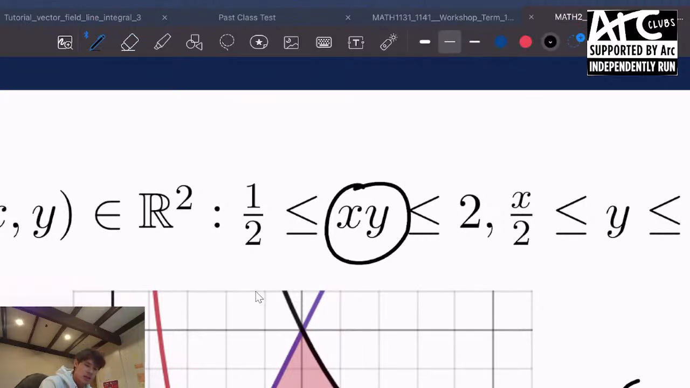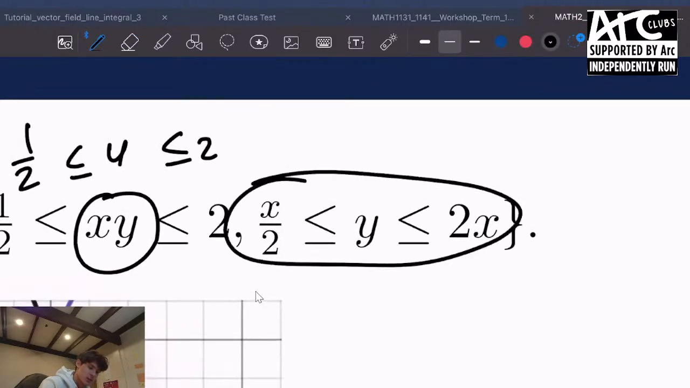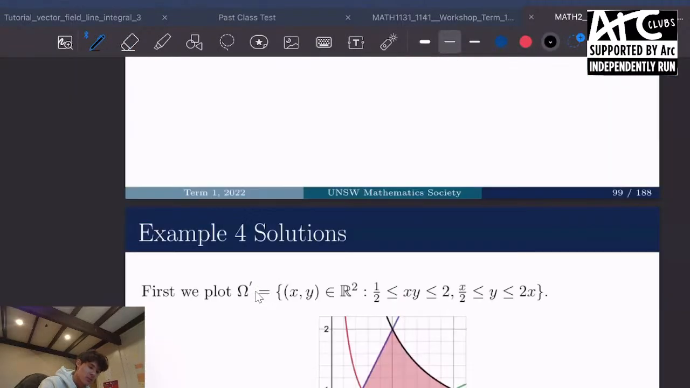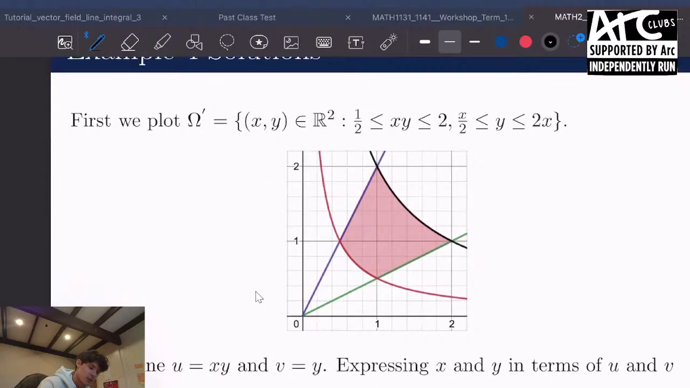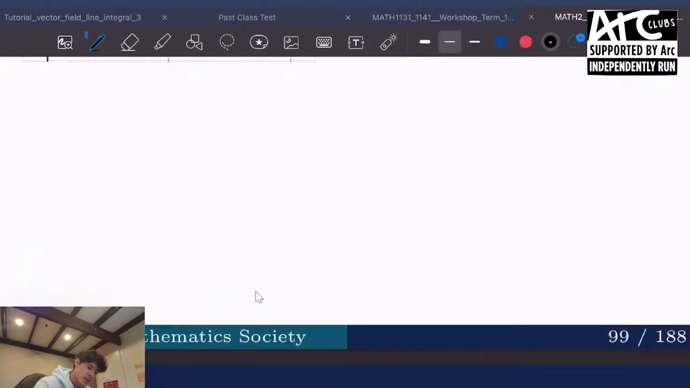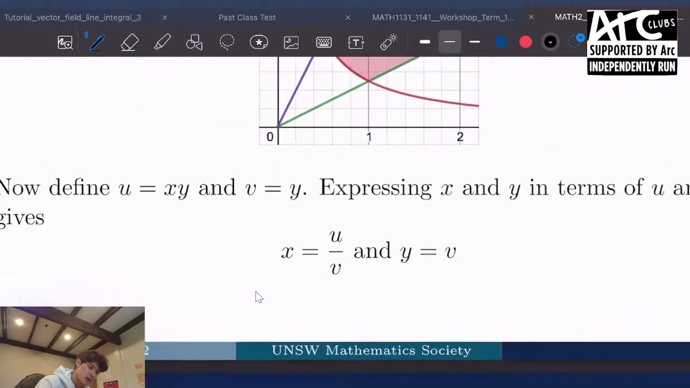In other words, if this was a function u, clearly u is just bounded by a half and 2, which is easy to work with. And we could also figure out what's going on in this case, and it shouldn't be too complicated. So what we're going to do is define u equals xy and v equals y. So that's our new function v.